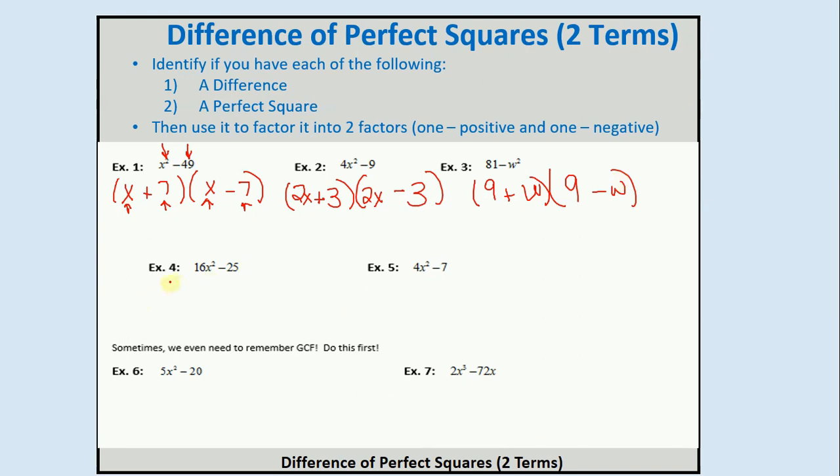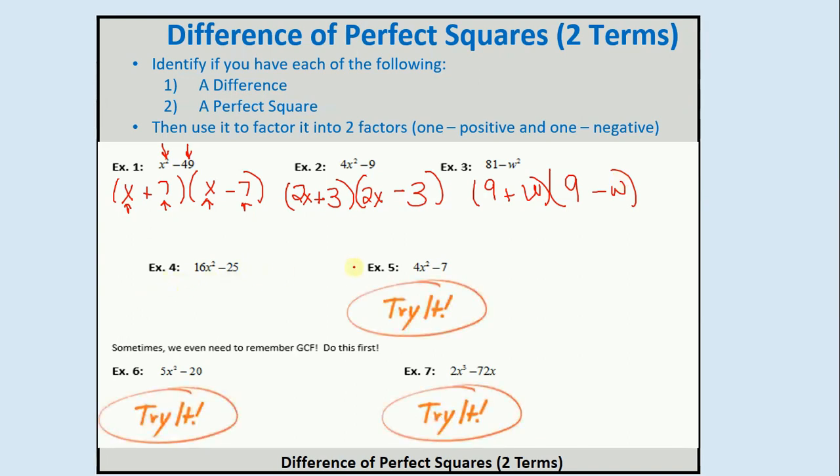Let's try one more here, and then I'm going to have you guys do the last three on your own. So this one, both perfect squares, and there is a subtraction. So I can break it into its two pieces, one with a plus, one with a minus. Looks like it'll be a 4x and a 4x, right? Because 16, 4 times 4 is 16. And then a 5 and a 5.